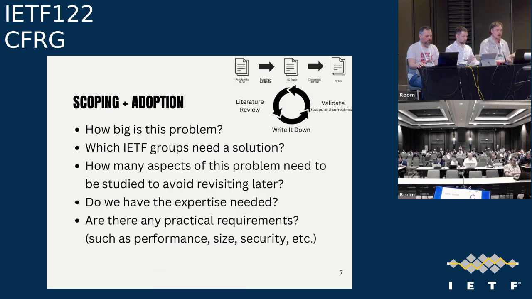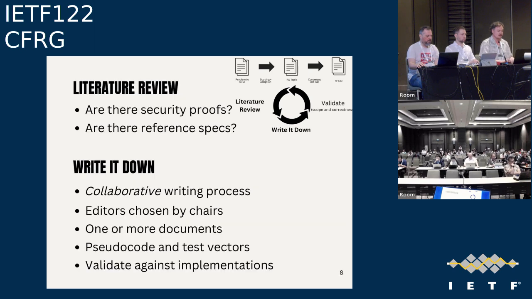So scoping and adoption, there's a number of questions that need to be asked, like how big is the problem, which IETF groups need a solution, which aspects of this problem need to be studied to avoid revisiting later. We don't want to publish 1,000 different updates on a particular topic. Does the group have the expertise needed? Are there practical requirements such as performance, size, security, things from the implementers? So that's the scoping and adoption step.